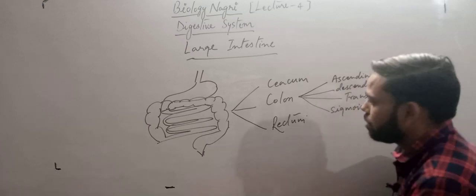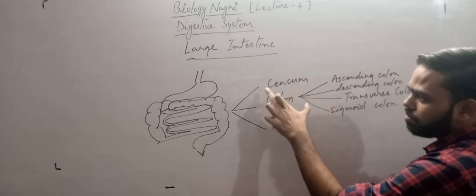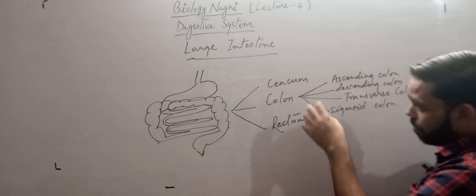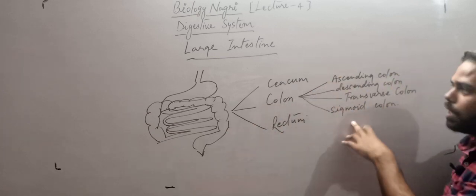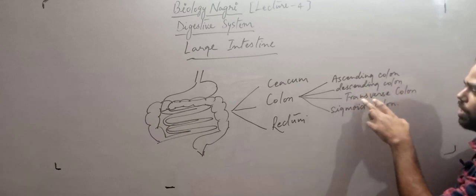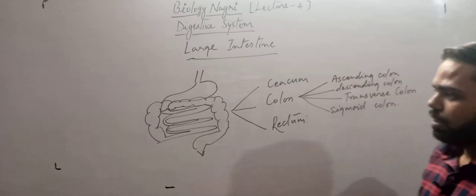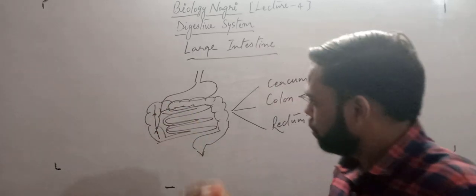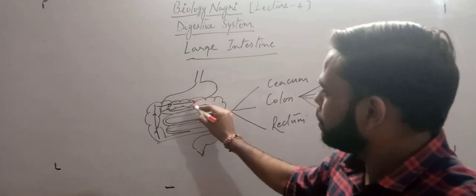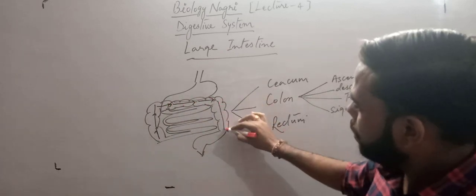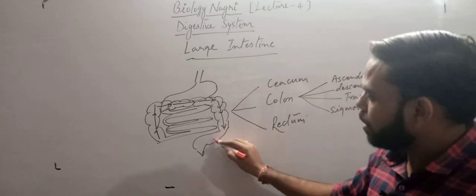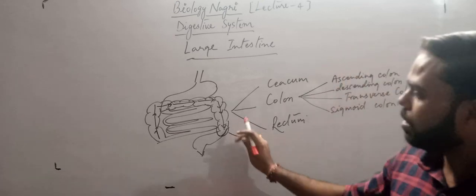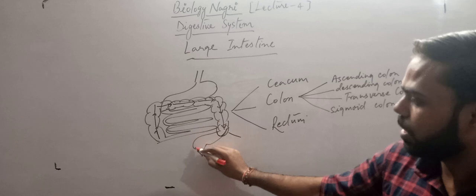Yes, now we will repeat. The large intestine is divided into three parts: first the cecum, second the colon, and last the rectum. But the colon is also divided into four parts: ascending colon, descending colon, transverse colon, and sigmoid colon. This one is the ascending colon. This one is the transverse colon because it is a transversal line. And now this is the descending colon. And the last part here is the sigmoid colon. And the last part is the rectum.